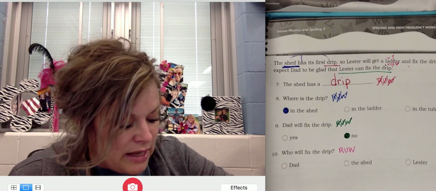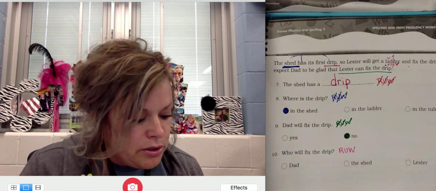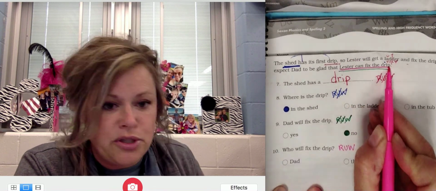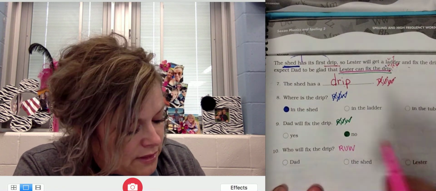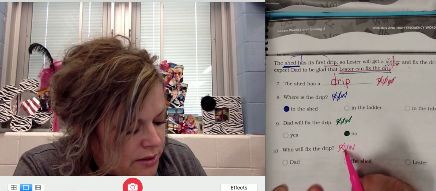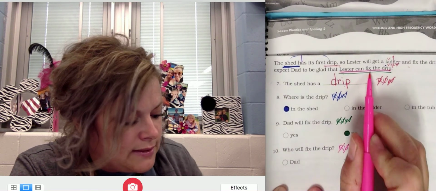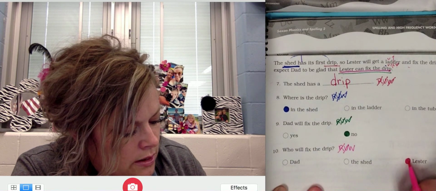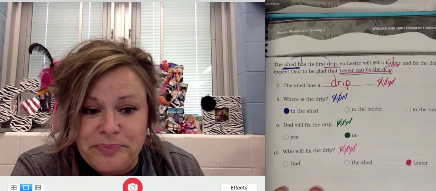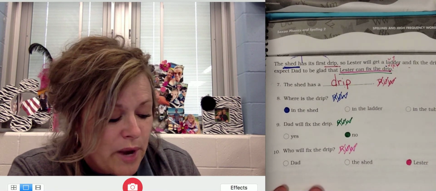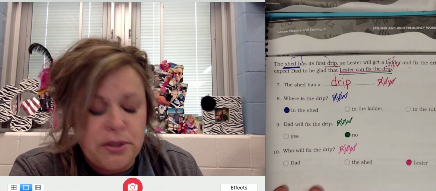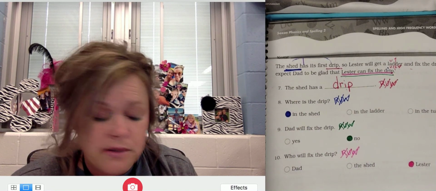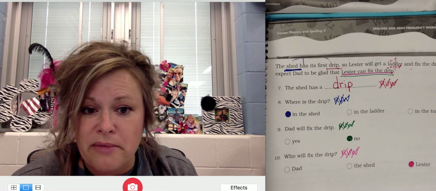And number 10, we kind of already answered this. Who will fix the drip? I'm going to underline it again. Lester can fix the drip. So we read and we underlined. We looked for that keyword fix in the story. And now we can fill in the bubble with Lester and cross out the W. So reading and underlining and writing is what a good reader is able to do to find text, to cite text evidence to prove that your answer is correct. You are welcome to do those on the back as well.